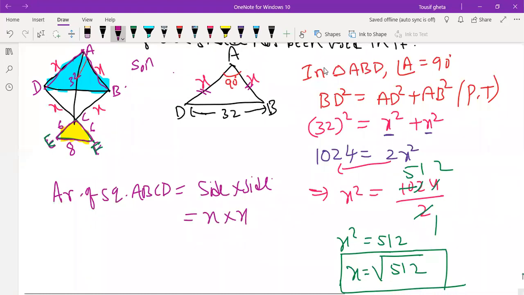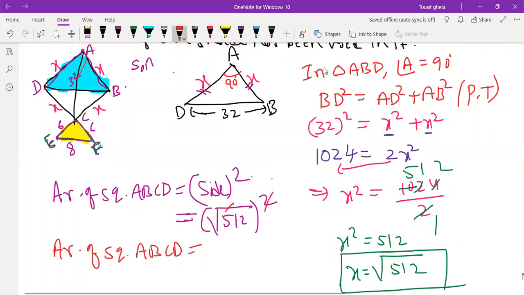Or you can say area of square is equal to side square. Just we will write side into side. Now side square we will write down. So better we will get it little faster. Side square. And this x is nothing but a side. So we will write 512 whole square. Correct? So this square and square cancel. Area of square ABCD is equal to 512 centimeter square.